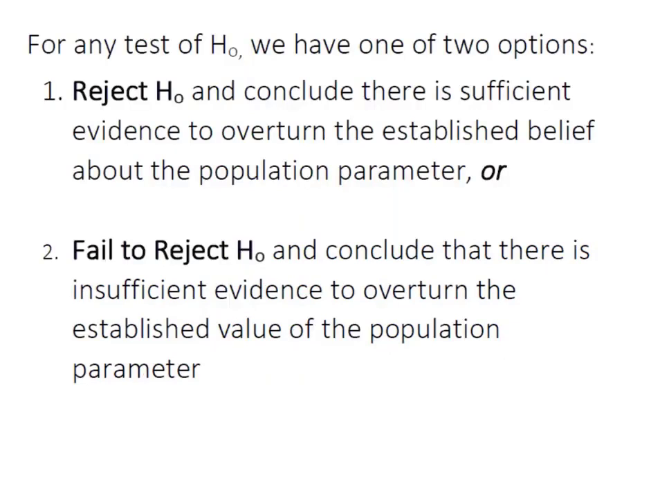For any test of a null hypothesis, we have one of two options. We can reject H0, in which case we're going to conclude that there's sufficient evidence to overturn the established belief about this population parameter. Or, our other choice is fail to reject H0. And when we fail to reject H0, we're going to conclude that there's insufficient evidence to overturn this established value of the population parameter. So in those cases where H0 is false, we want to reject it, and where H0 is true, we want to fail to reject it.